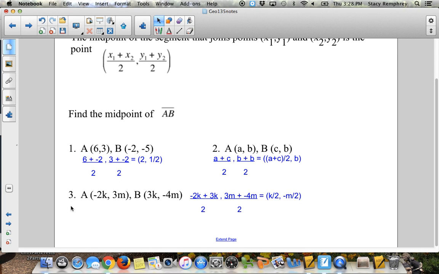All right, over here we have those answers. Do make sure that you simplify your answers, and you can see the results over here. It is a point, so make sure to write it as a coordinate pair.